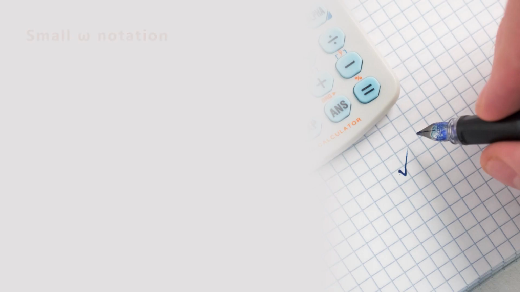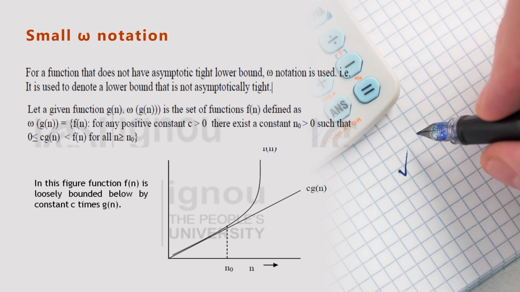Small omega notation is also part of omega notation, and it is also a loose bound. For a function that does not have an asymptotically tight lower bound, the small omega notation is used. It is used to denote a lower bound that is not asymptotically tight, that is, a loose bound. For a given function g(n), omega of g(n) is the set of functions f(n) defined as follows.